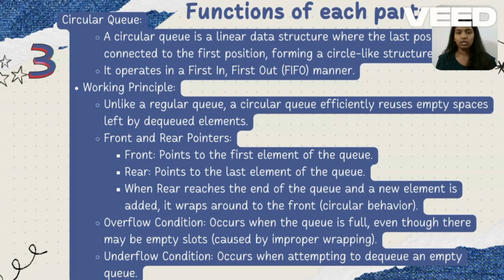Next, we have a circular queue. A circular queue is a linear data structure where the last position is connected to the first position, forming a circle-like structure. It operates in a first in, first out manner, that is a FIFO manner.